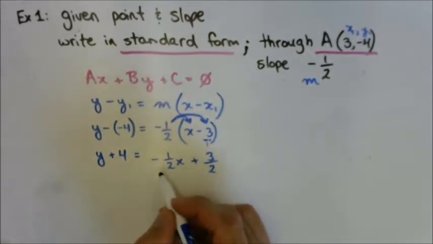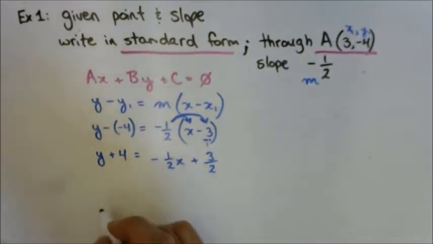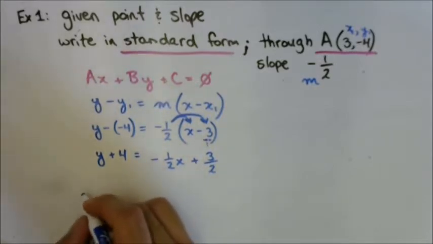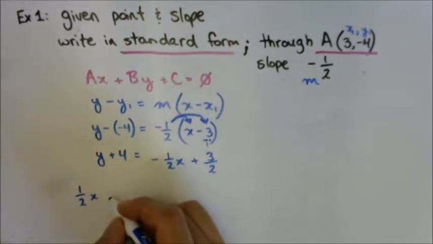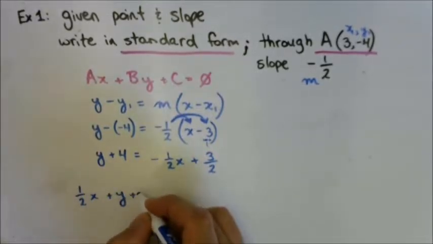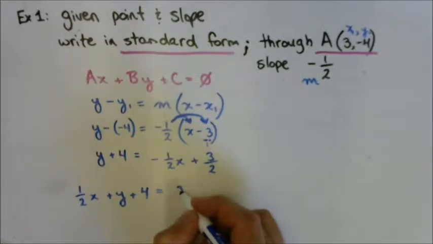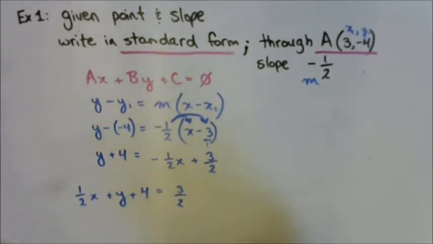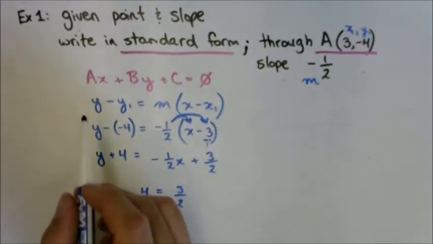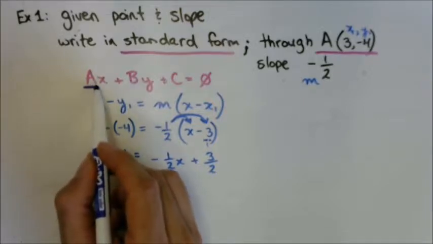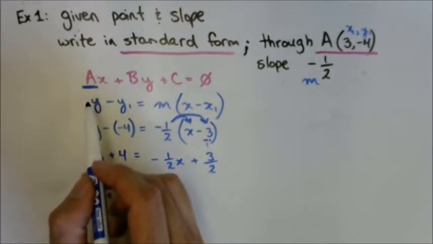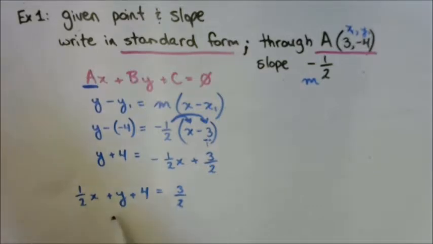In order to move this negative half x, I need to add 1/2 x to both sides. So now I have 1/2 x plus y plus 4 equals 3 over 2. Now I need to subtract 3 over 2 from both sides. Or, because I want to be in standard form and I want a to be a whole number, I can multiply every term in this equation by 2.